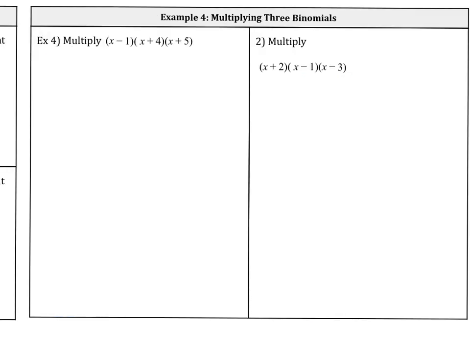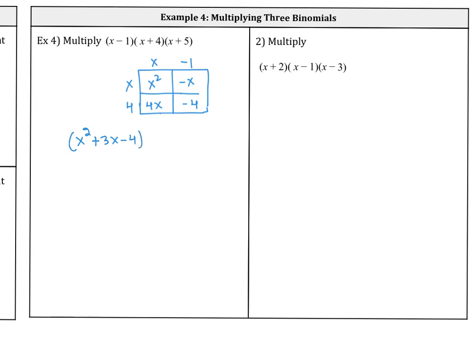Example number 4, multiplying three binomials. I'm going to do this question in two steps. First, I'm going to multiply these two factors by using the box method. So I'm going to make a box for two binomials, and on the top this is x minus 1 and this is x plus 4. When you multiply, you get x squared, negative x, 4 times x is 4x, negative 4. Combine the like terms, you're going to get x squared here. 4x minus x would be 3x minus 4, and the x plus 5 will remain as it is.